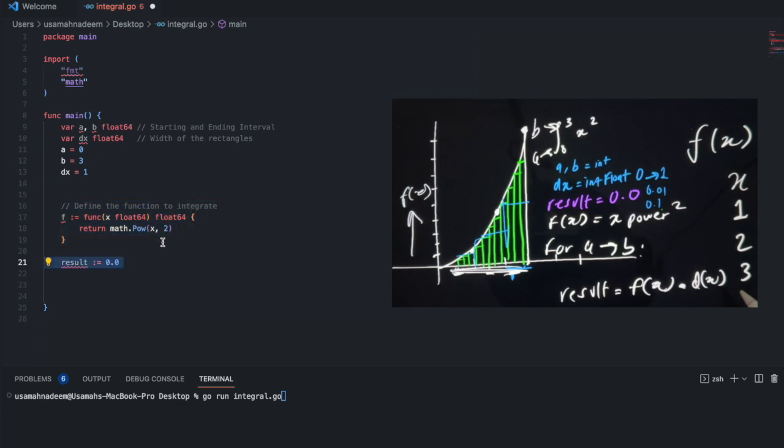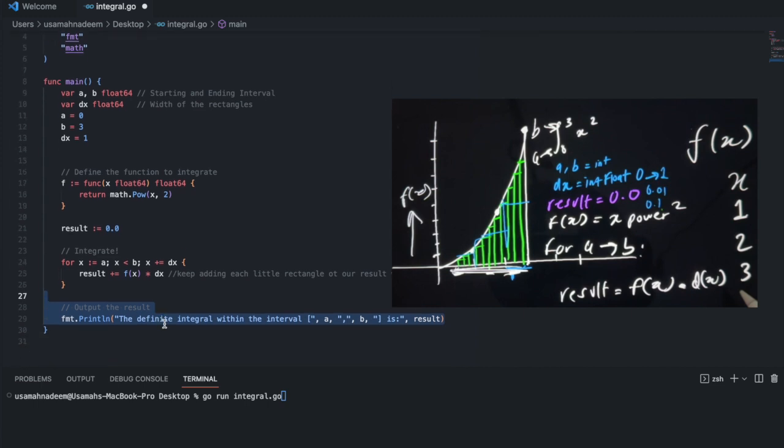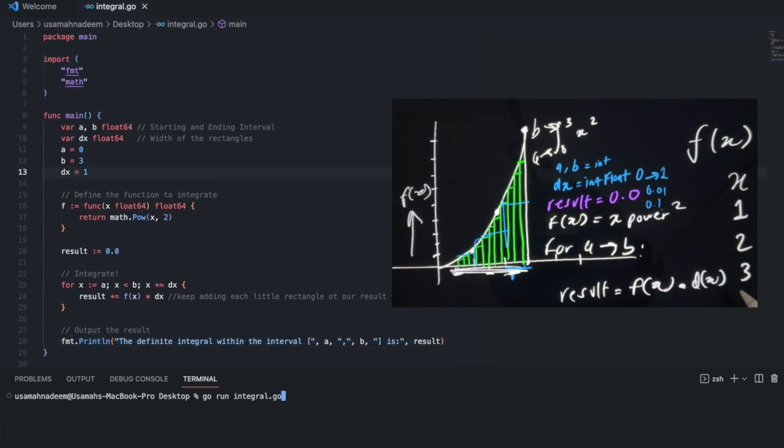Now I'm going to say that the result is going to start off as 0, and we're going to start integrating. So from a all the way to b, we're going to keep integrating by adding f of x times dx to our result and stepping by the amount of dx that we have, which is the width of the rectangles, and then I'm just printing out the result. So now let's go ahead and run our code. If I run the code here, you'll see that the definite integral within the interval 0 and 3 is 5.